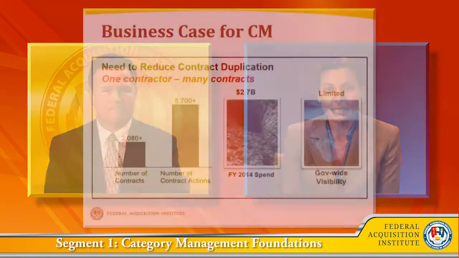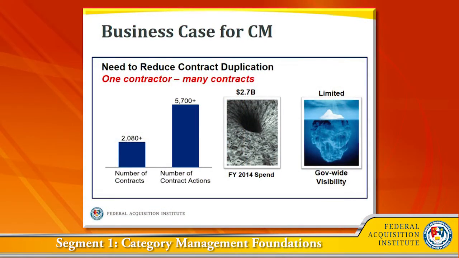True enough. The example here illustrates the case for change and why we need to try something new, like category management, to eliminate duplicative contracts. When we studied FPDS spend data, we found that one single contractor had $2.7 billion in business with the federal government through over 2,000 separate contracts and over 5,000 individual contract actions, many of those for the exact same products and services. Oh, that's amazing.